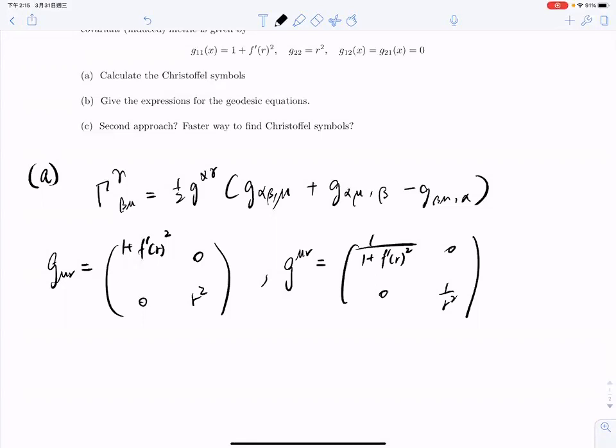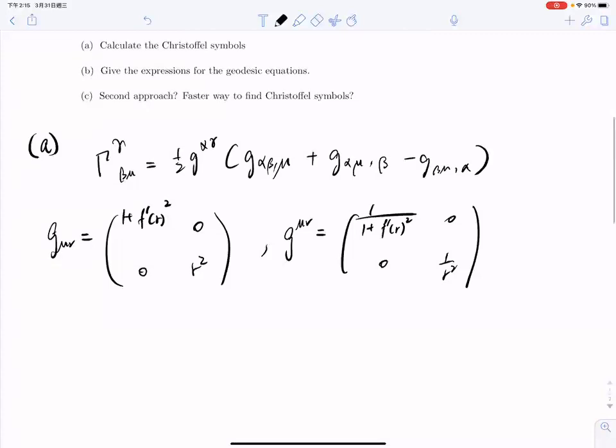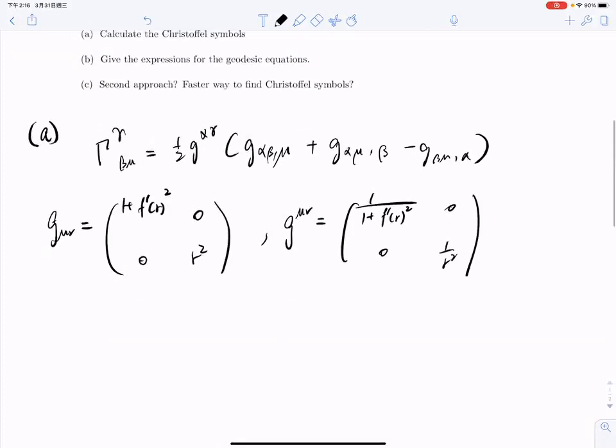Sometimes I have seen students assume the inverse of the metric is always 1 over the diagonal components. This is not true in general, because when there are non-diagonal terms in the metric, like a Kerr metric, you have to find the adjoint and then find the inverse, which I assume you learned in high school. Then you can find the inverse of a non-isotropic metric. This case is very easy.